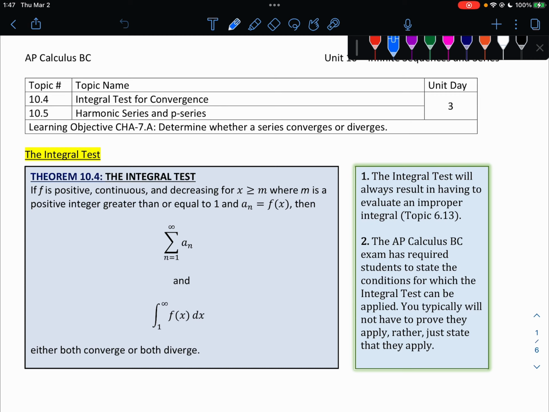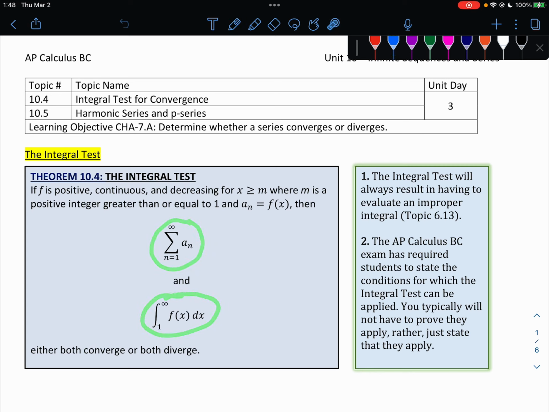If f is a positive, continuous, and decreasing function for x greater than or equal to m, where m is a positive integer greater than or equal to 1, and a sub n equals f of x, then either both the infinite series and the infinite integral converge, or they both diverge. Okay? A couple notes on the side over there.